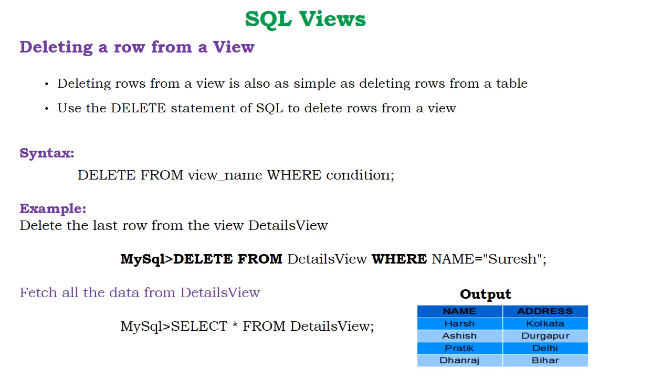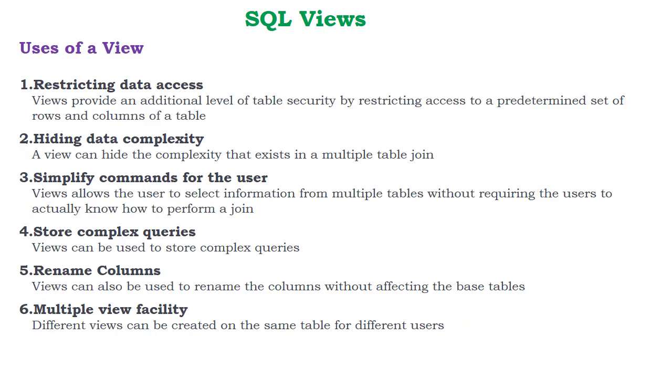Deleting a row from the view. Deleting a row from a view is also as simple as deleting a row from a table. Use the delete statement of SQL to delete a row from a view. For example, delete from detail view where name is Suresh. Automatically, the particular record will be deleted.